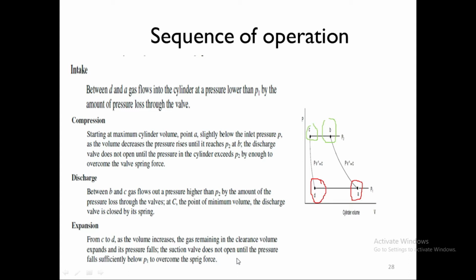The suction valve does not open until the pressure falls sufficiently below P1 to overcome the spring force. After it has fallen enough, the spring force will let open the inlet valve and fresh gas will come in. So that's the entire process of a reciprocating compressor.